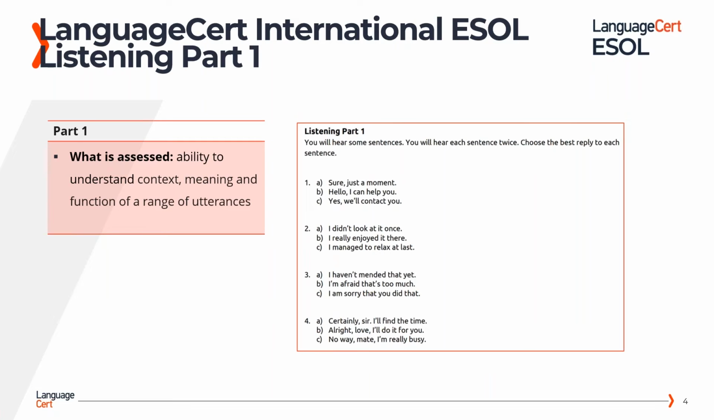What is assessed in Part 1 is the candidate's ability to understand context, meaning, and function in a range of utterances. Candidates are presented with a total of 7 multiple-choice questions, like the ones you can see on this slide.